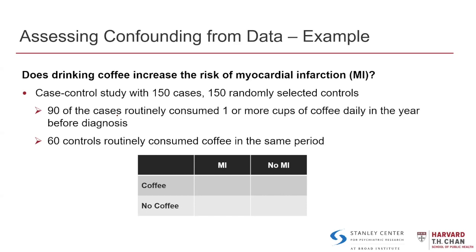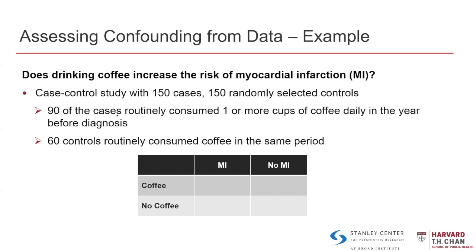So let's take this example. The question of interest is, does coffee drinking increase the risk of MI or myocardial infarction? And we're using a case control study where we have 150 cases and a randomly selected equal number of controls. We'll say that 90 of the cases routinely consumed one or more cups of coffee daily in the year before diagnosis, and 60 of the controls consumed coffee in the same year.